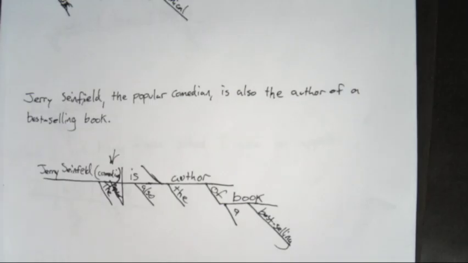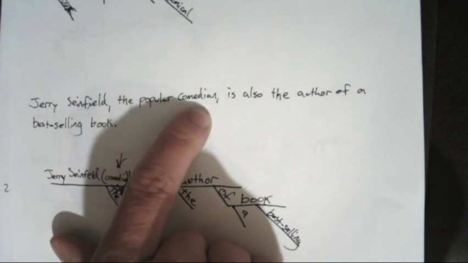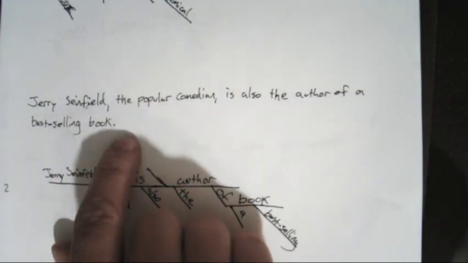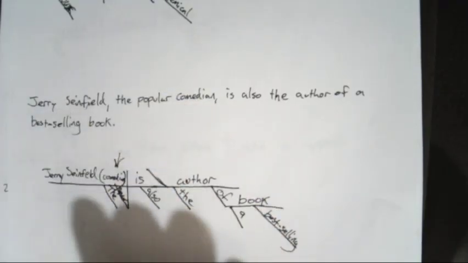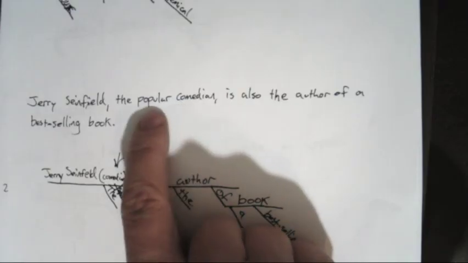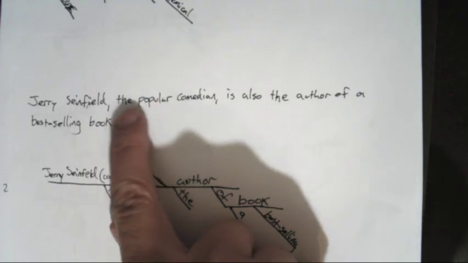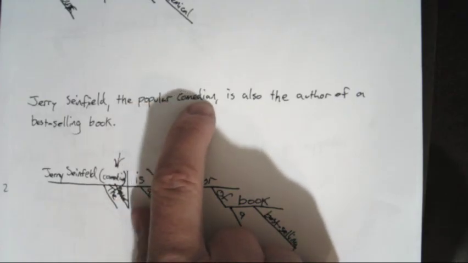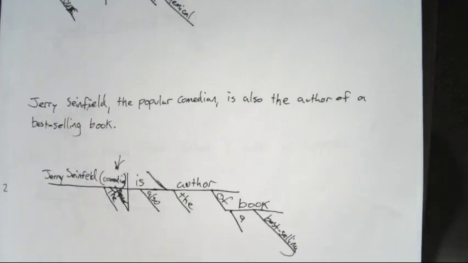So here we've got this overly complicated sentence. I mean, it's not that complicated, but Jerry Seinfeld, the popular comedian, is also the author of a best-selling book. Well, the popular comedian is clarifying Jerry Seinfeld. What's important, though, is that you have to find the noun in here that's being modified. In this case, the and popular are both modifying comedian. So comedian is the one word that goes in the parentheses. And then it has those modifiers hanging off of it.